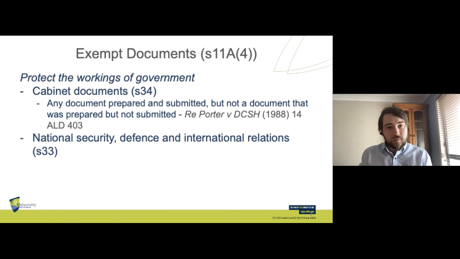Those are just two examples. You do really need to go through the Act to have a look at, there's a really long list. Just take a minute to go through and check what those all are. Some of them are quite technical, but they do pop up from time to time. I'm just sticking with the main examples here.